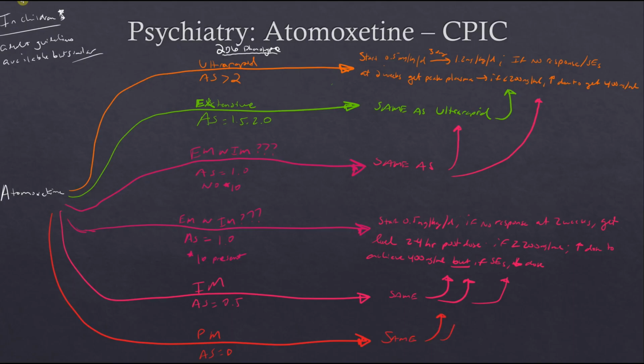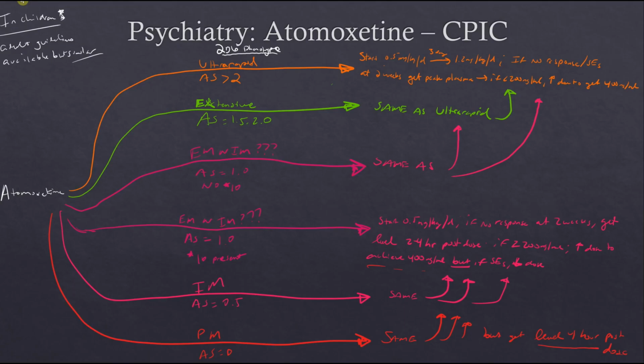And this one's pretty easy too, because it's the same recommendation that we talked about here with the extensive/intermediate metabolizer with the star 10 allele present. However, the only difference is that you get the level 4 hours post-dose, not 2 to 4 hours post-dose. So that wraps up the CPIC guidelines for atomoxetine.